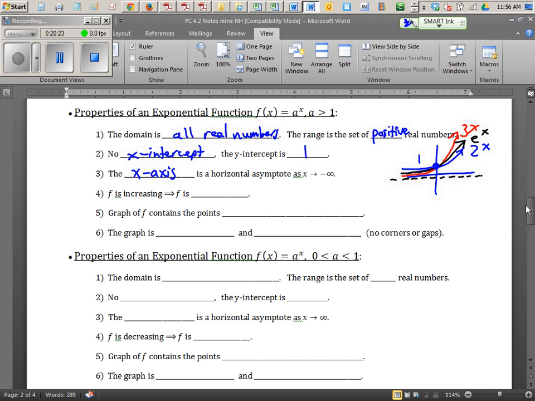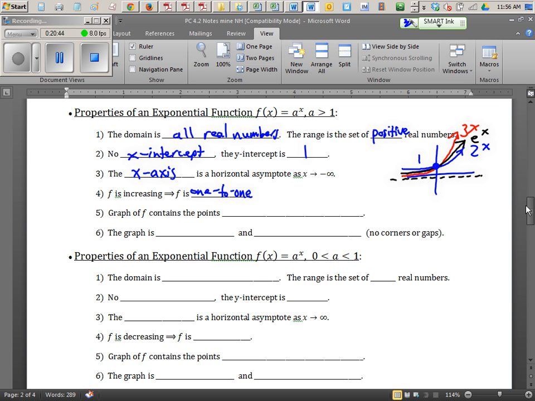But this also has an important implication to us. It means that they're going to be one-to-one. Okay? They're all going to be one-to-one. They pass the horizontal line test with flying colors. You can draw the horizontal lines and they'll pass every time. That's important. That means there's an inverse.